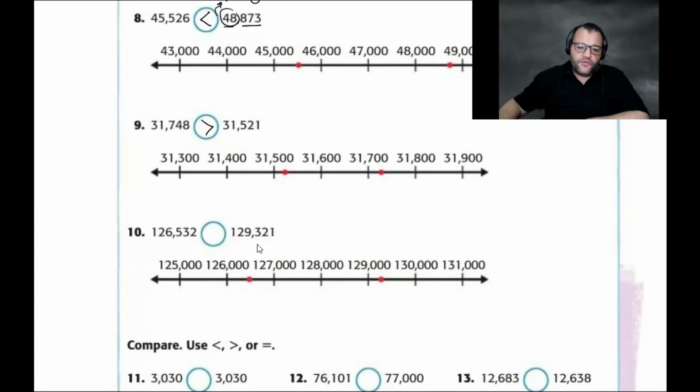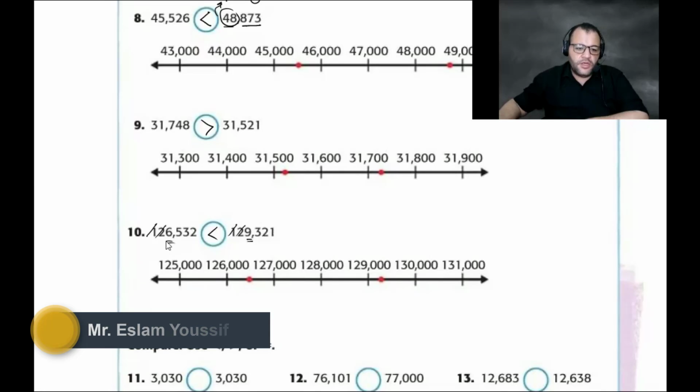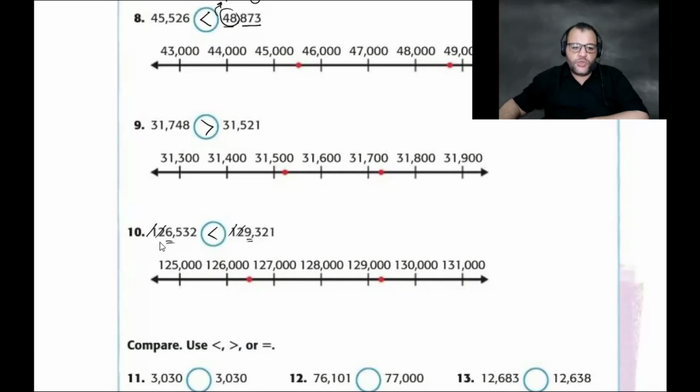Because we count the number of digits, they have the same number of digits. So we will find that 1 is the same as 1, 2 the same as 2. But we have 6 and 9, they are different. 6 is less than 9. So the number 126,000 is smaller than 129,000. Thanks.